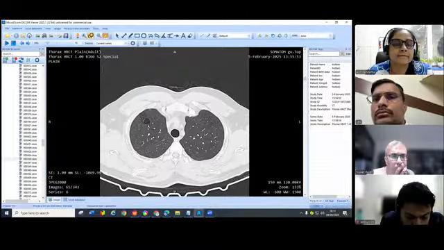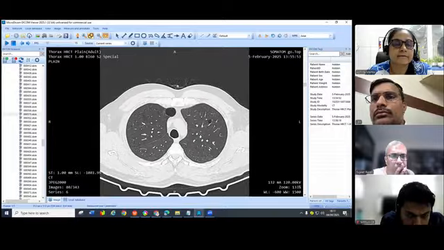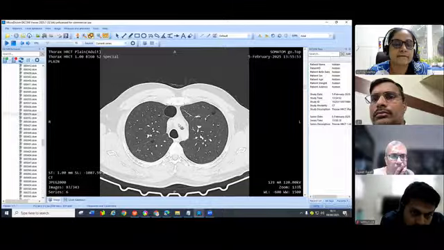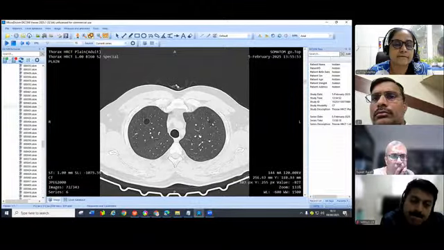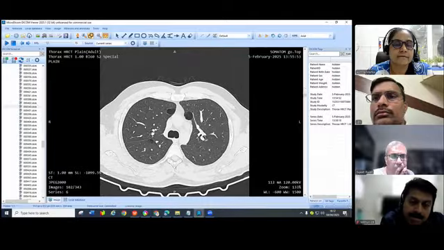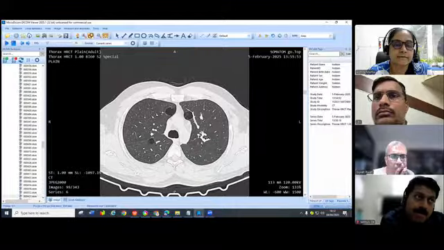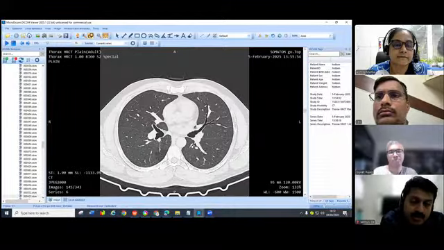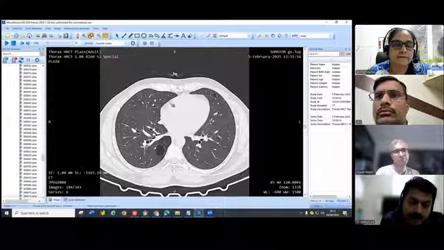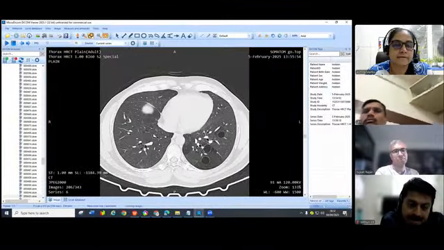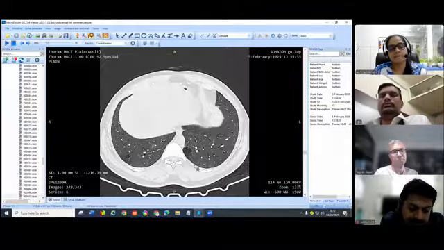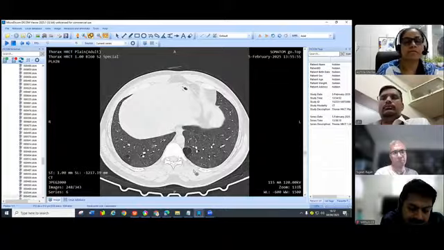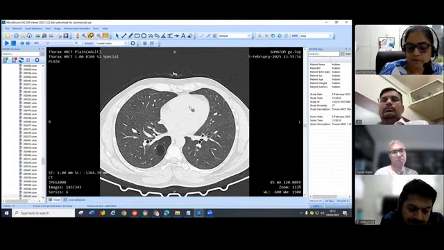And there are multiple thin-walled cysts which are scattered everywhere. Some are close to the pleura, some are close to vessels, so could be perivascular. Some of them have thin septations within them also. So those are the main findings that we are seeing. There is no pneumothorax and no significant lymph nodes. The pulmonary artery was also not dilated. So those are the findings.